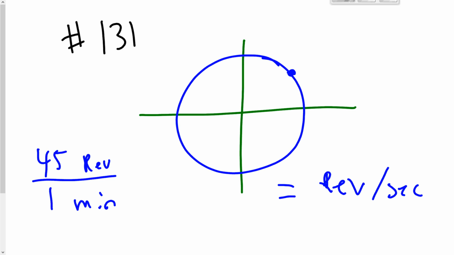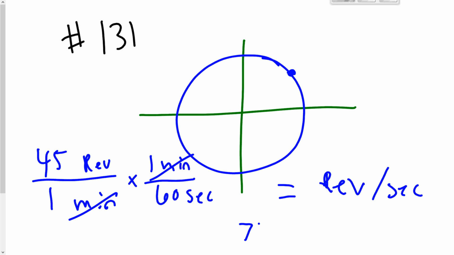So how do I change minutes to seconds? Well, there's 60 seconds in 1 minute. So the minutes will cancel out here. I'll take 45 and divide that by 60 because the number should be smaller, right? It can't be bigger because then I would have more revolutions in 1 second than in 1 minute, right? So that's why I'm going to divide by 60, not multiply by 60. So that's 3/4, right? Which is 0.75 revolutions per second.